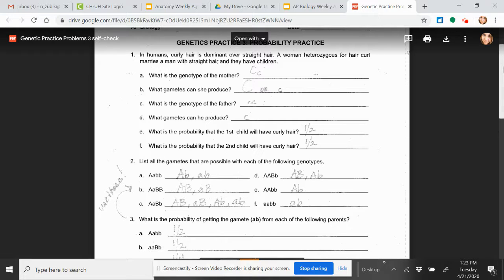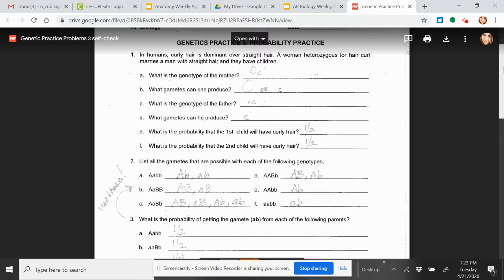So you might want to make a big C for curly and a little c for straight, or you could use an A, big A for curly, little a for straight. It is completely up to you. I used a C. A woman who is heterozygous, remember heterozygous means different, so that would be big C, little c, marries a man with straight hair.